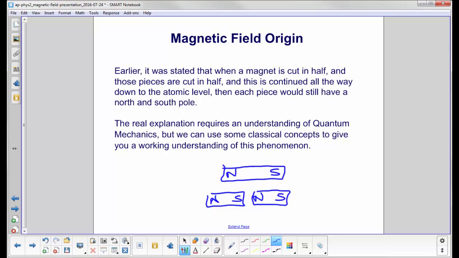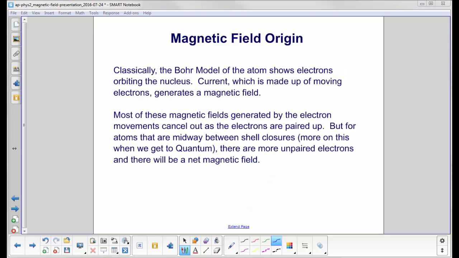The real explanation of this requires an understanding of quantum mechanics, but we can still use some classical physics concepts to give you a working understanding of why this happens. Classically, the Bohr model of the atom shows electrons orbiting the nucleus. What is current but a bunch of moving charges? So we can say that due to these moving electrons, they're a current, they will generate a magnetic field. This is down at the atomic level.